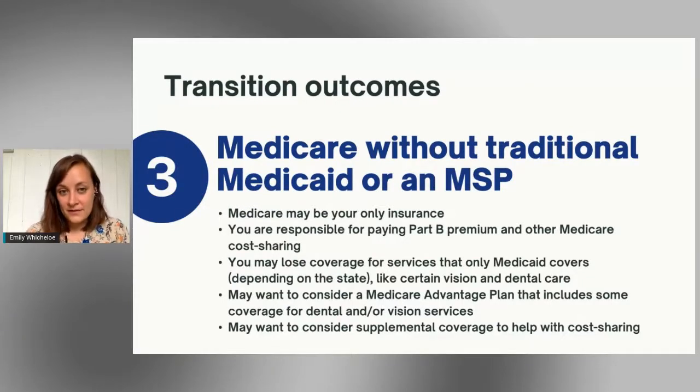A third transition outcome is to have Medicare without traditional Medicaid and without a Medicare Savings Program. This happens if your income is above the Medicaid and the MSP limits in your state. In this instance, Medicare may be your only insurance, and this means that you're responsible for paying the Part B premium and other Medicare cost sharing. You may lose coverage for services that only Medicaid covers, depending on the state, like certain vision and dental care.